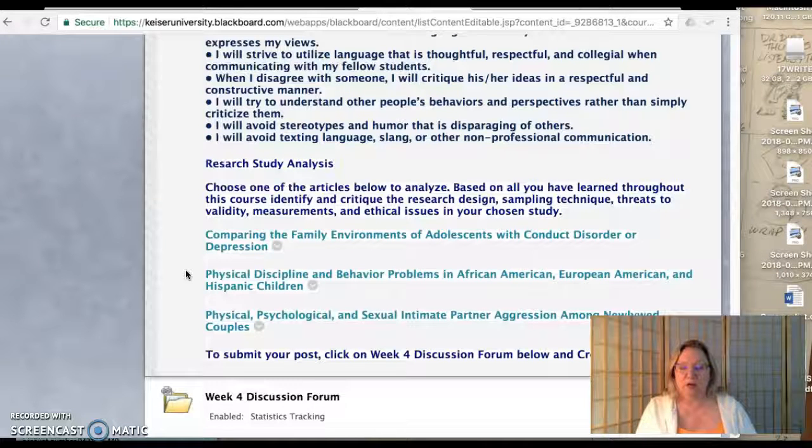And then you'll talk about the sampling technique they used, the threats to validity that they considered or didn't, the measurements they used, and the ethical issues that would apply in that study. So this actually is fun because you get to look at what someone else did.